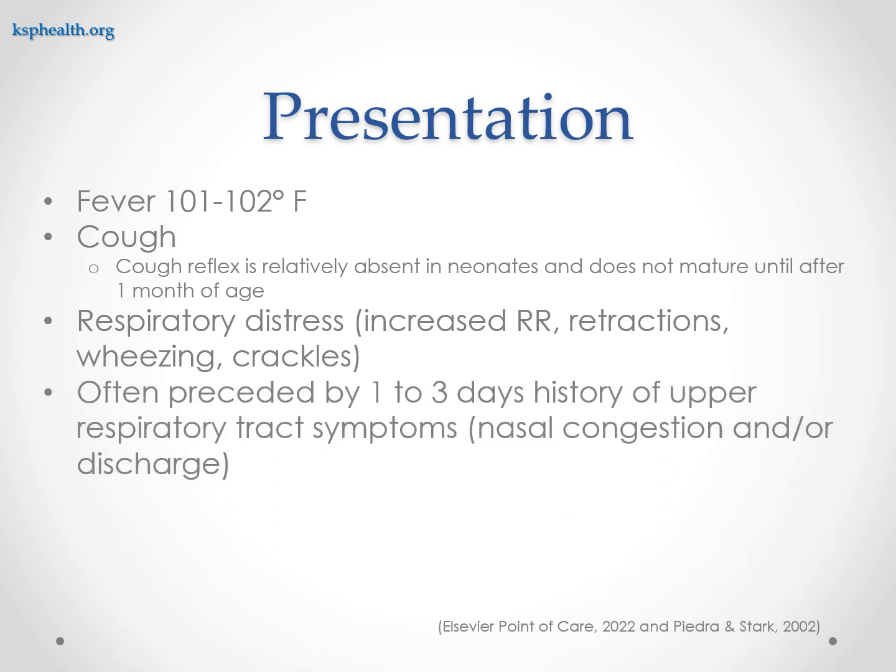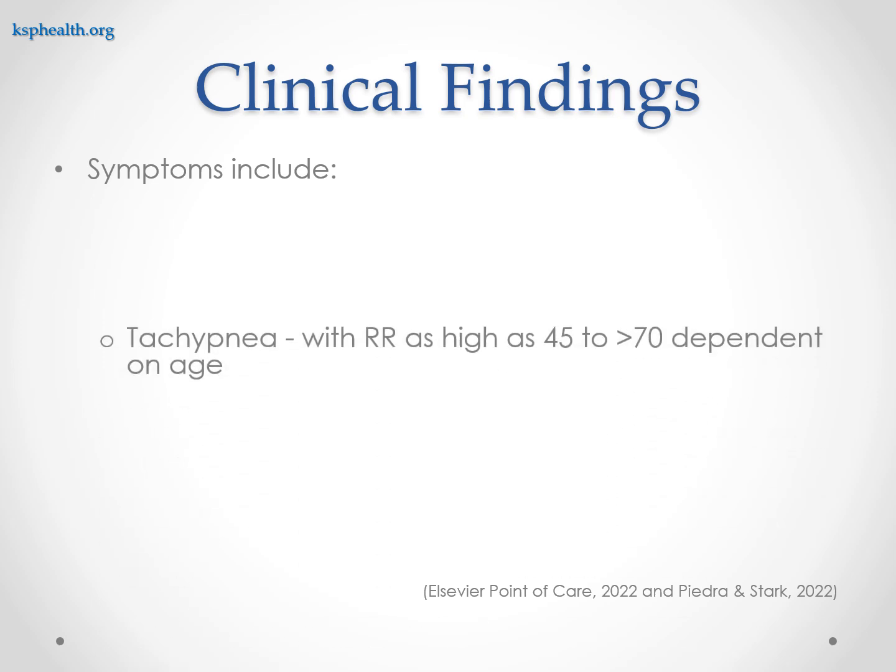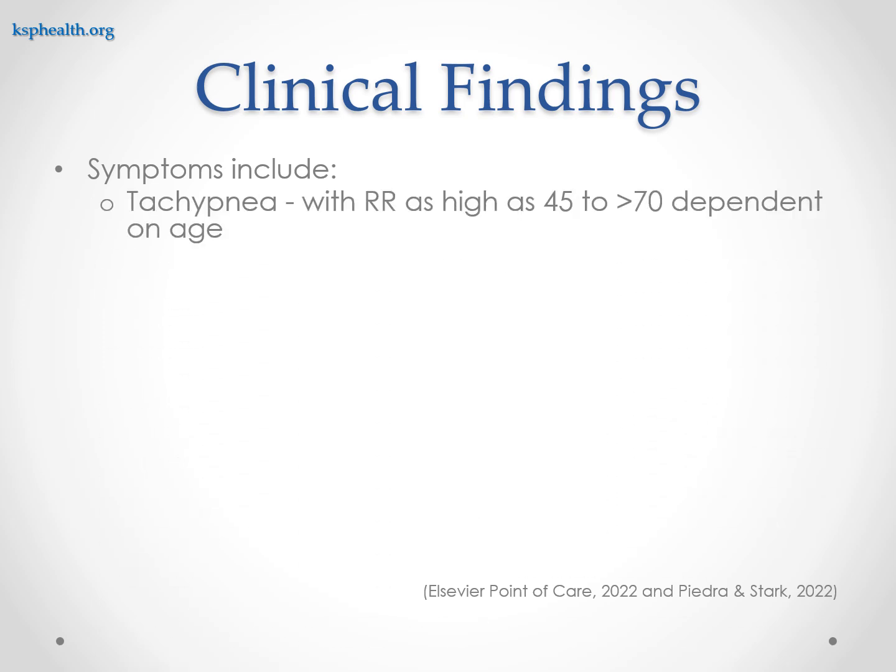These symptoms are often preceded by a 1 to 3 day history of URI symptoms like nasal congestion and discharge, and a history of exposure to viral URI either in the daycare center or from other siblings at home. Most of these kids do have a diminished oral intake. Other symptoms include tachypnea, with rates as high as 70 depending on the age.